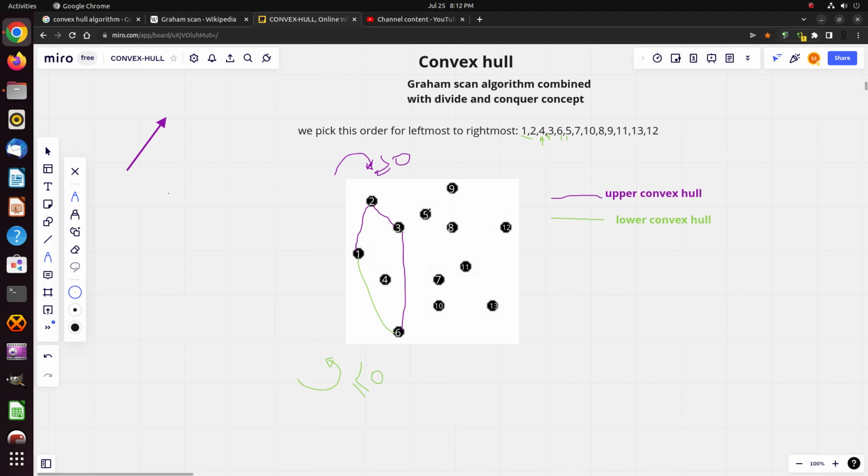Five. Can we add 5 to this upper hole? The orientation of 5 with respect to 3, 6 is negative. We cannot add it. Same for the orientation of 5 with respect to 3. We cannot add 5.